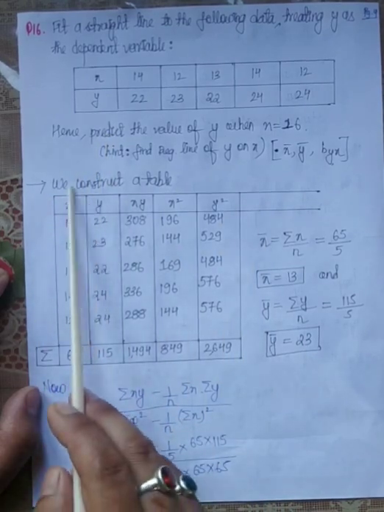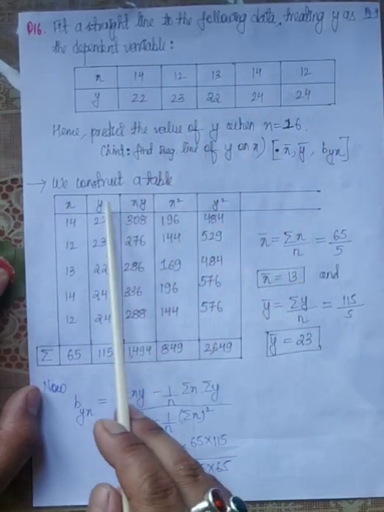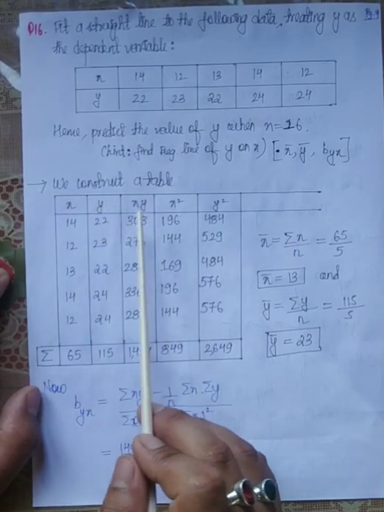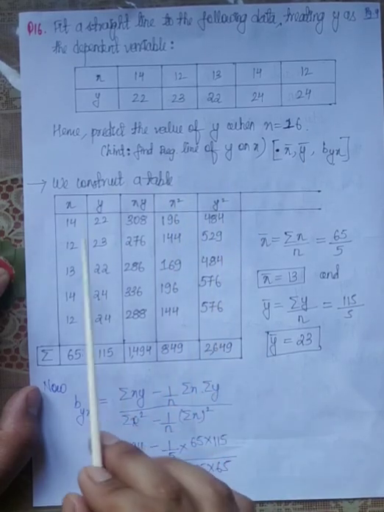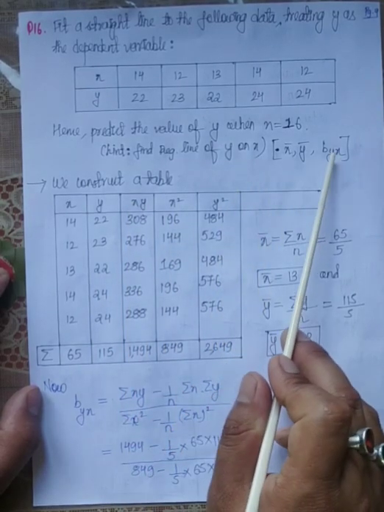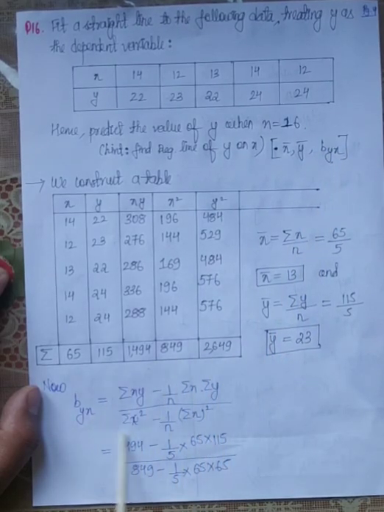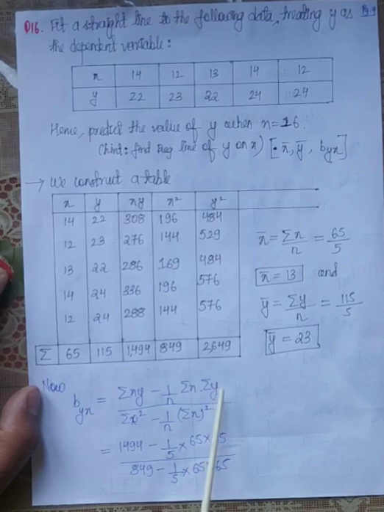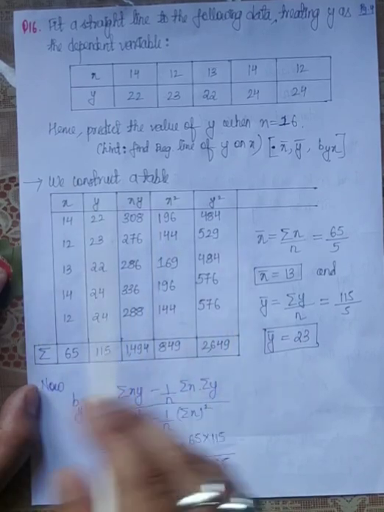Okay. The first two columns are the same as given in the question. This is the value for x. This is the value for y. The third column will be xy, the product of x and y. The fourth column will be x square and the fifth column will be y square. Now why am I finding xy, x square and y square? Because I need to find the value for byx. So byx is this formula, and in this formula you can clearly see we need summation of xy, summation of x, summation of y, summation of x square and summation of x whole square. Isn't it? So for this reason we are constructing this table.